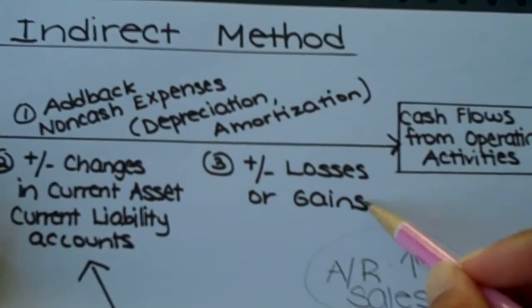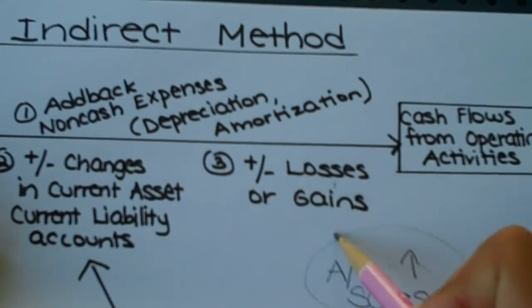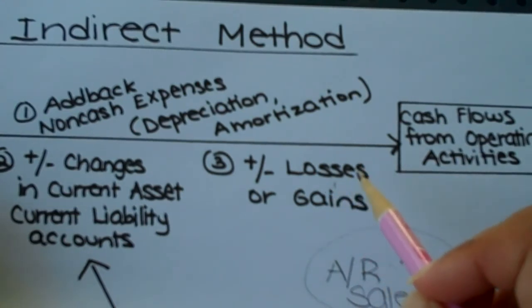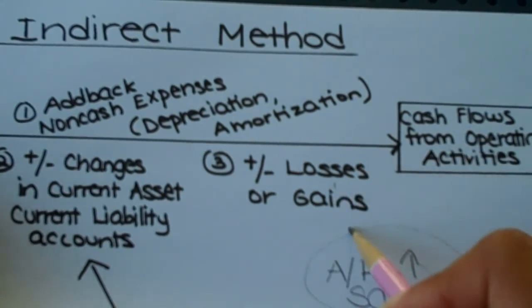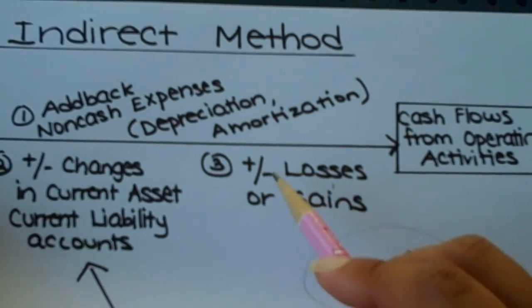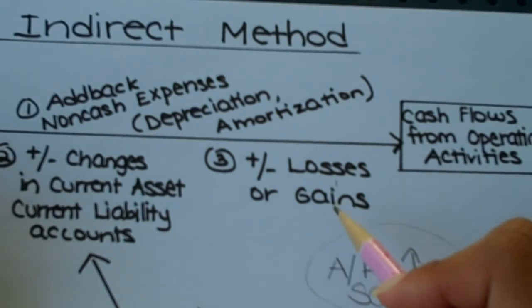The third adjustment is to add back any losses or subtract any gains that the company may have experienced during the year. You would find that information on the company's income statement. If they had a loss on sale of equipment, loss on sale of land, any type of loss or gain, that would show up on the company's income statement. You're going to want to add back the losses to negate that effect, or subtract the gains, again, to negate the effect.